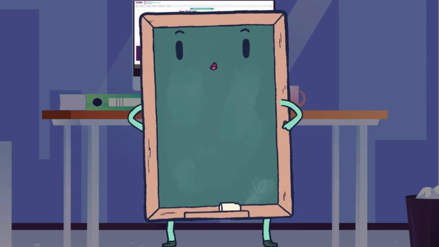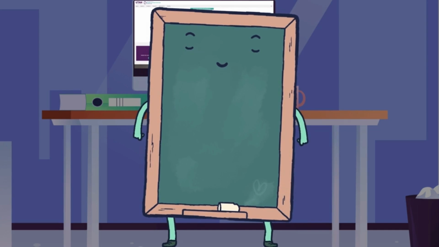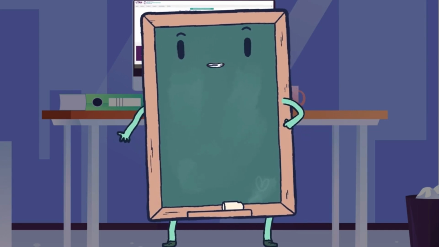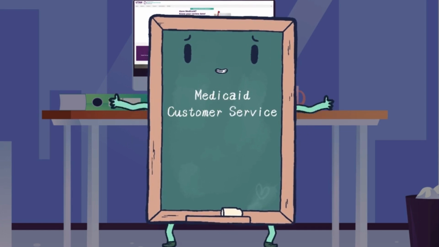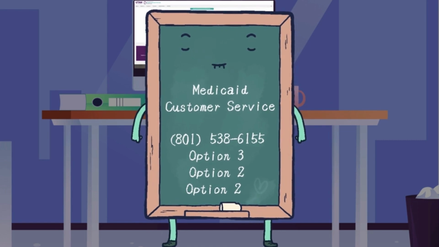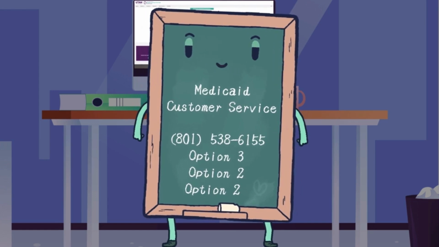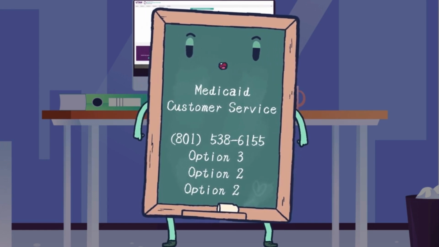That concludes this training on balance billing policy for Medicaid providers. For questions regarding this policy, please contact Medicaid Customer Service. That number is 801-538-6155, option 3, then option 2, and then option 2.